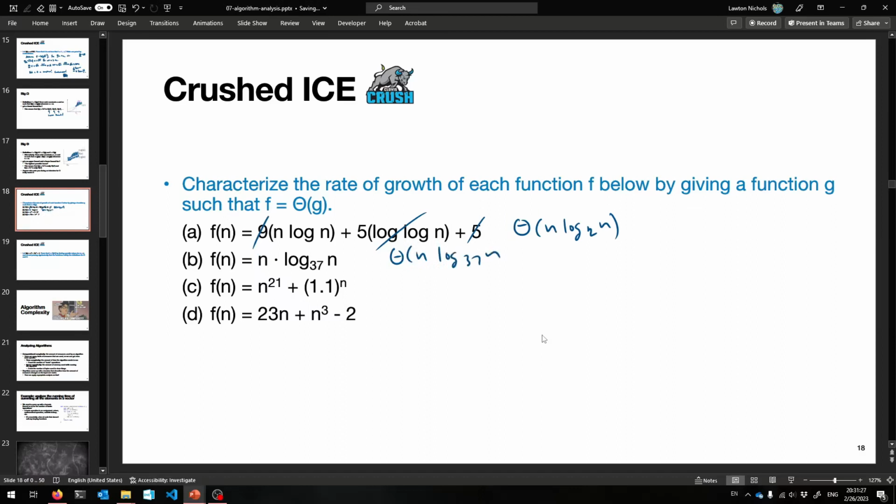But actually, the base of a logarithm doesn't matter, because there's a constant difference between log base 10, log base e, and log base 37, isn't there? The base doesn't matter, so you can just write it n log n and nobody cares. That's why I didn't specify a base here even. Base doesn't matter. So that's a fun fact.